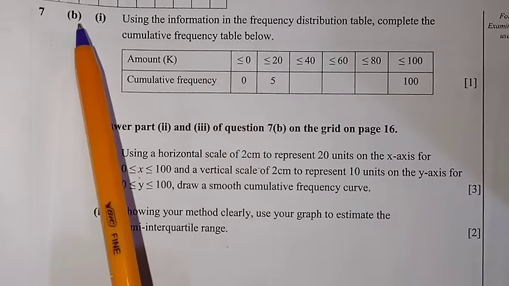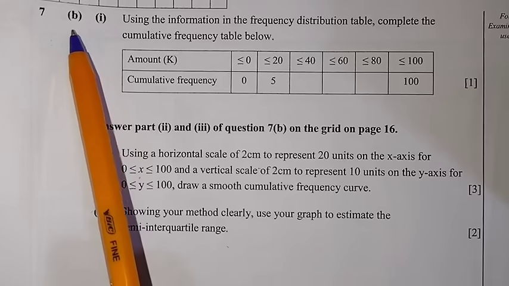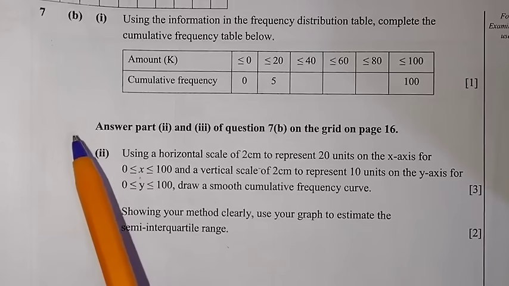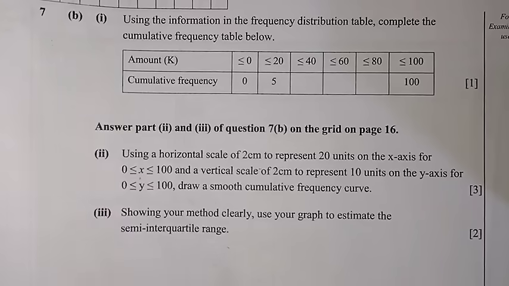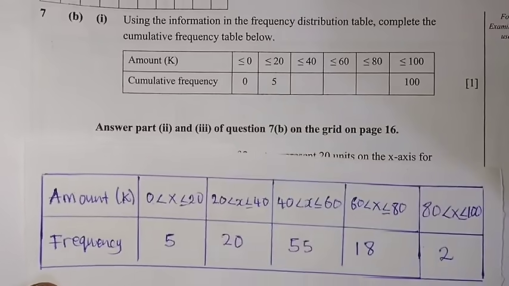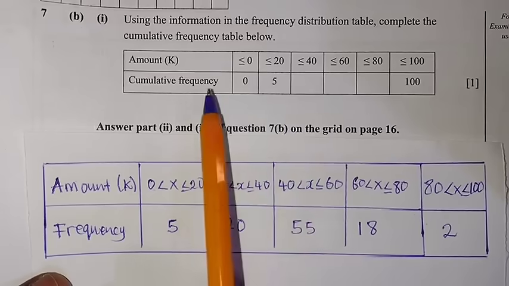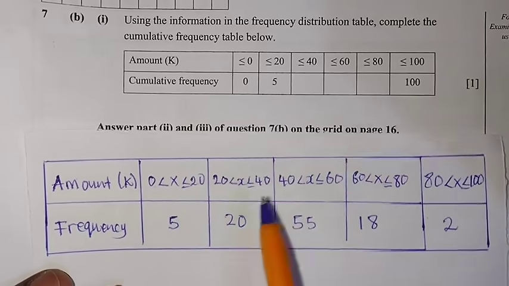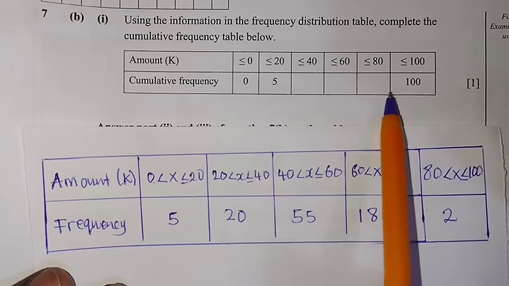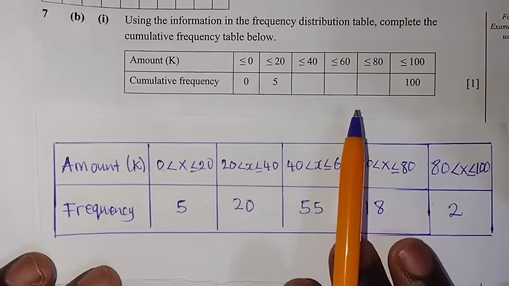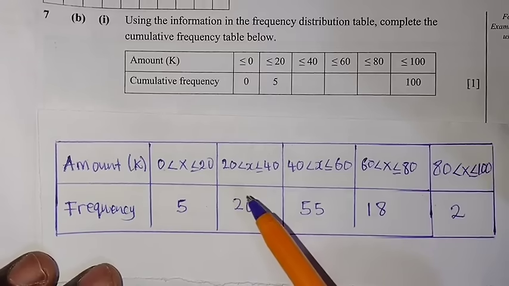On question 7A, there is a frequency distribution table which is looking like this. They are saying use this table to complete this one. So how do we use this table to complete this table above? What we do is very simple. We just start adding the values.